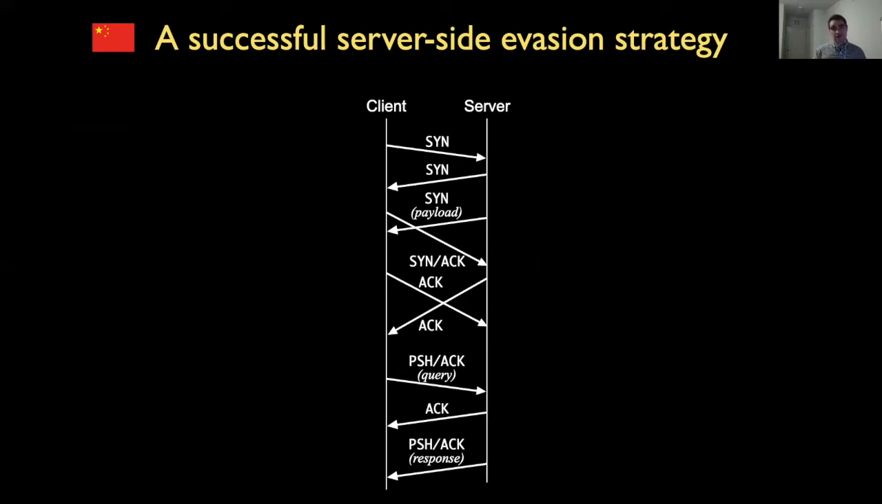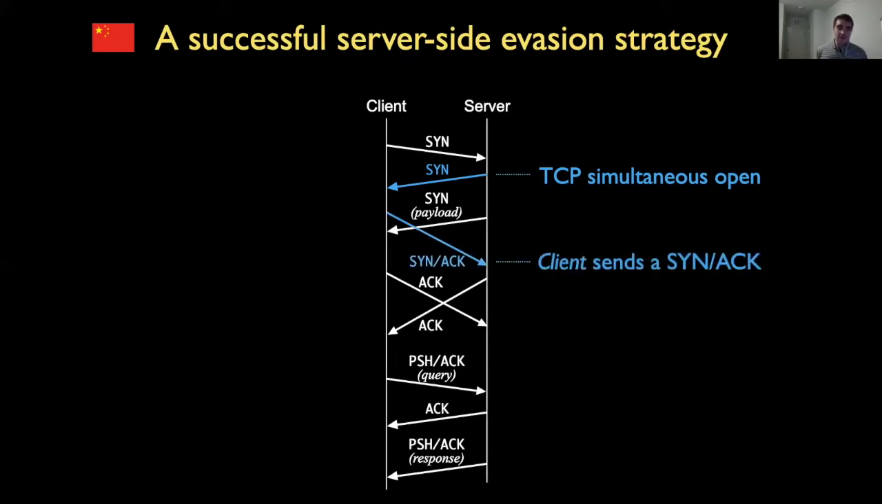As usual, the client starts by sending a SYN, but instead of responding with a SYNACK as usual, the server responds with two SYN packets. So first it sends a normal SYN, and then it sends a SYN with some random payload. So this first SYN packet serves to trigger a TCP simultaneous open. This is actually an archaic feature of TCP that's still supported by every major platform today. And this was built just to handle the case in which two computers sent a SYN packet to each other at the exact same time.